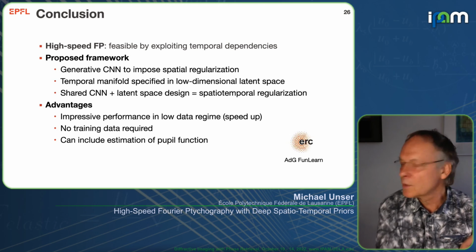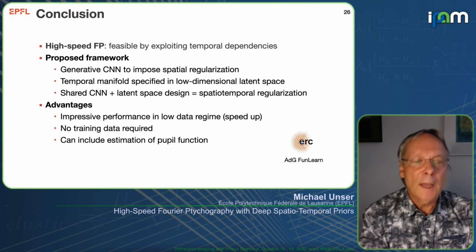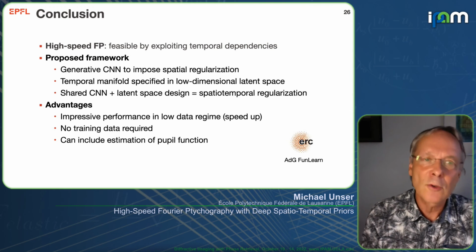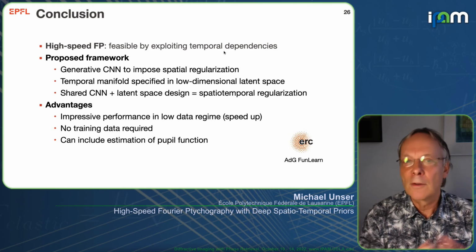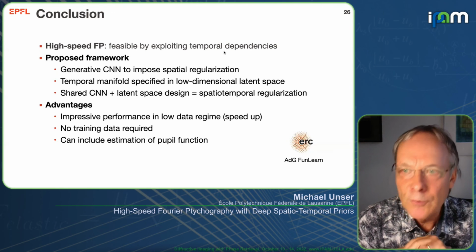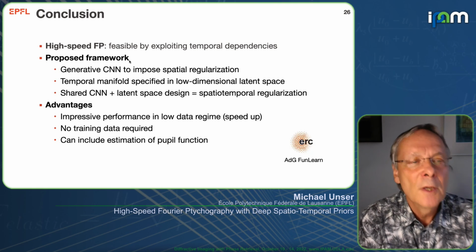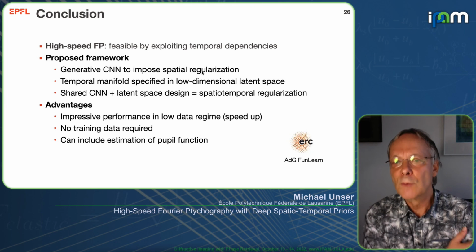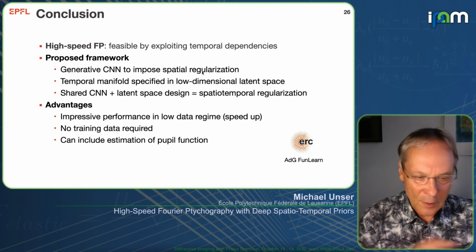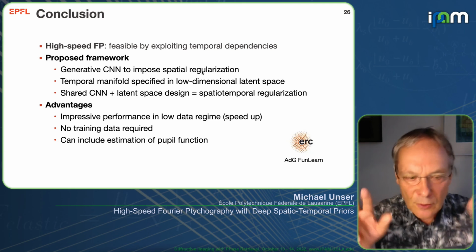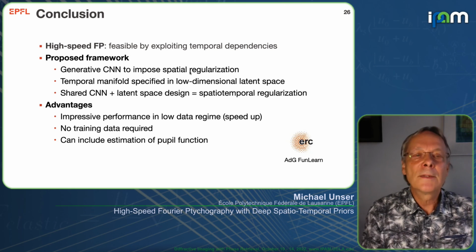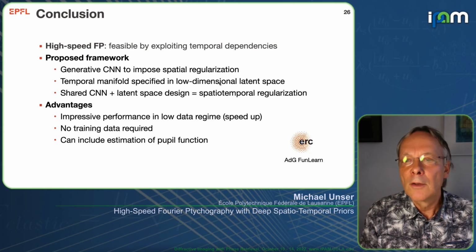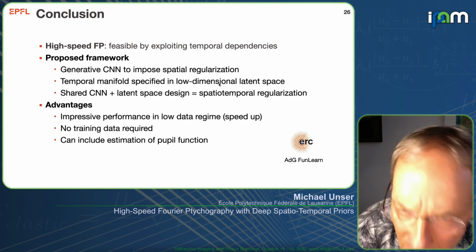Okay, and that really gets me to the conclusion. What I wanted to demonstrate to you is the feasibility of this high-speed Fourier Ptychography. And this is really doable because we can exploit those temporal dependencies. Now in the proposed framework, we have a generative CNN to impose spatial regularization, because this will naturally generate natural-looking images. But now there's this coupling with the temporal manifold that we specify in latent space.